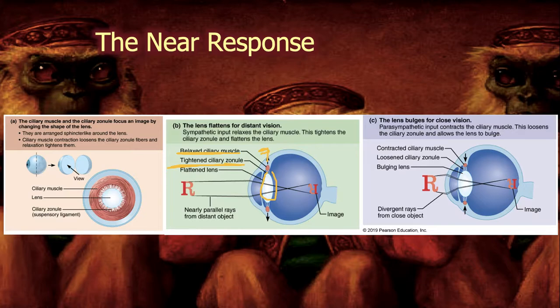When you're looking at something up close, the ciliary muscles will contract, which will pull them down. That will loosen the suspensory ligaments and cause that lens to bulge out. So we're loosening the tension on the lens so it can go back to a little bulgy shape. Okay.